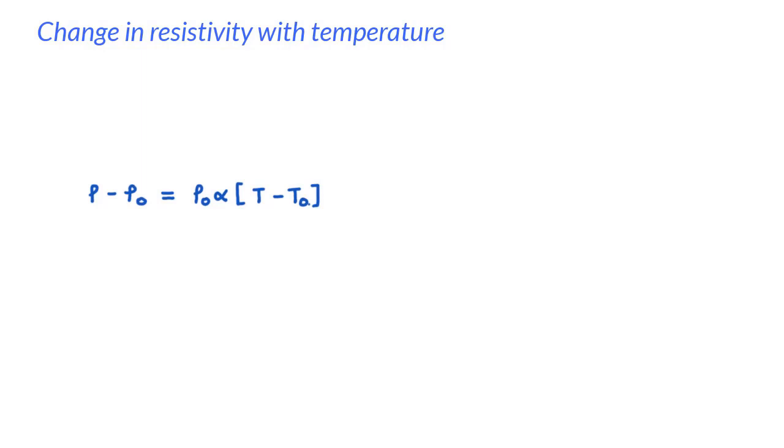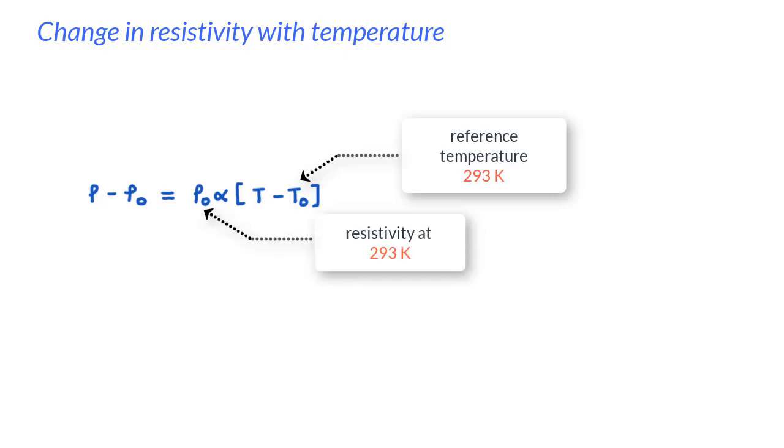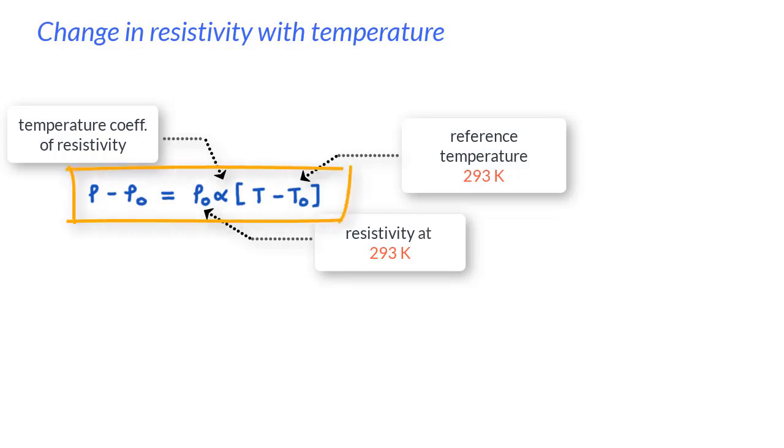Here T naught is the reference temperature, often taken as 293 Kelvin, and rho naught is the corresponding resistivity at 293 Kelvin, and alpha here is the temperature coefficient of resistivity, and the value is taken in such a way that the equation gives good agreement with experiment for temperatures in the chosen range. So for most problems, you'll have these values available for you to solve.